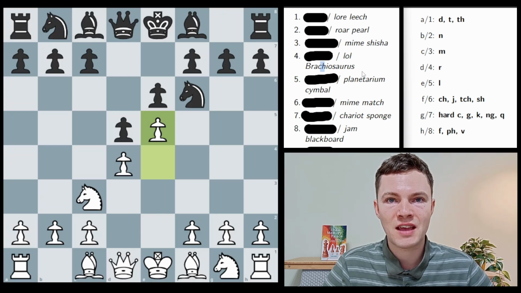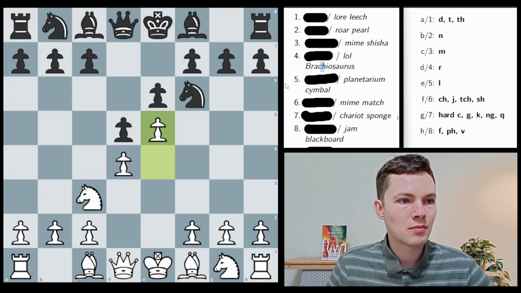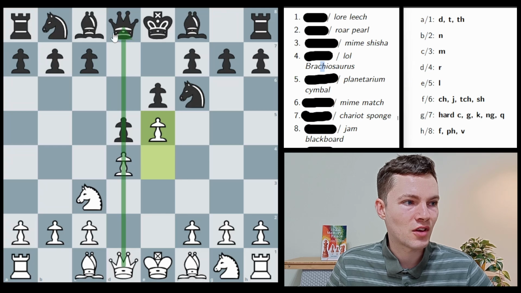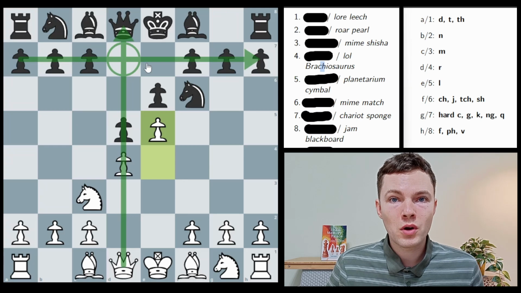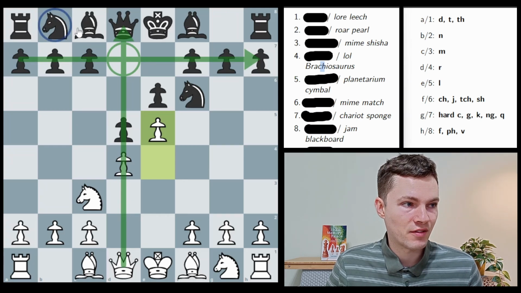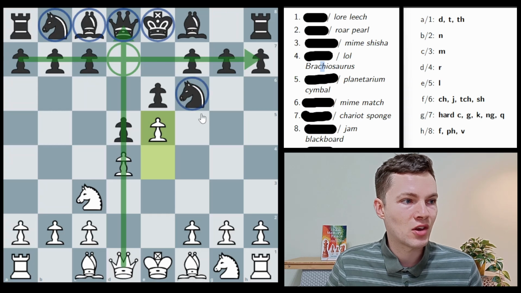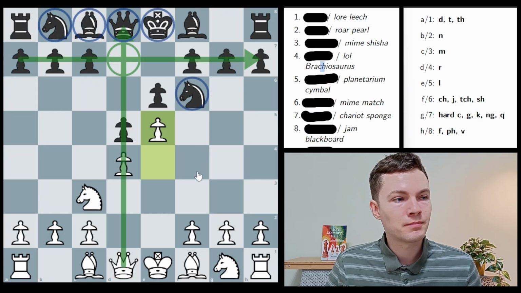So this is the 7th rank. Always file followed by rank. So fourth file, 7th rank is D7. Now a whole range of pieces can move to D7. We've got the knight on B8, bishop, queen, king, and the knight on F6.